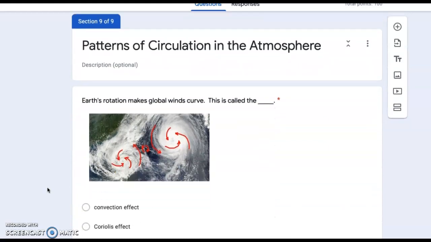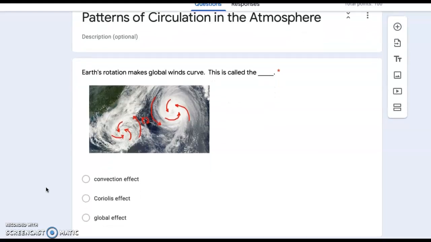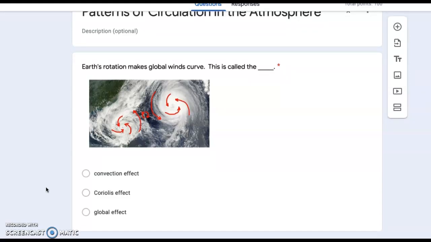Patterns of circulation in the atmosphere. Earth's rotation makes global winds curve. This is called the convection effect, Coriolis effect, or global effect.